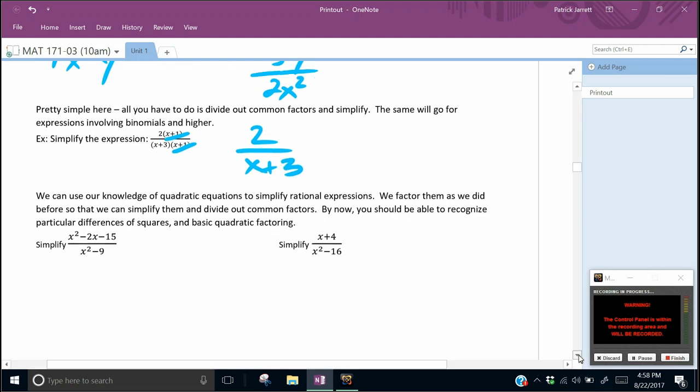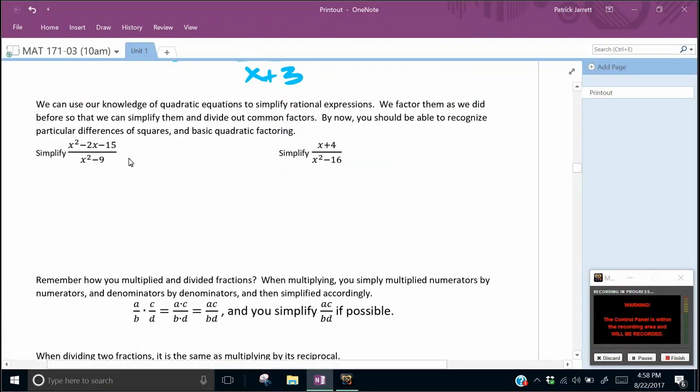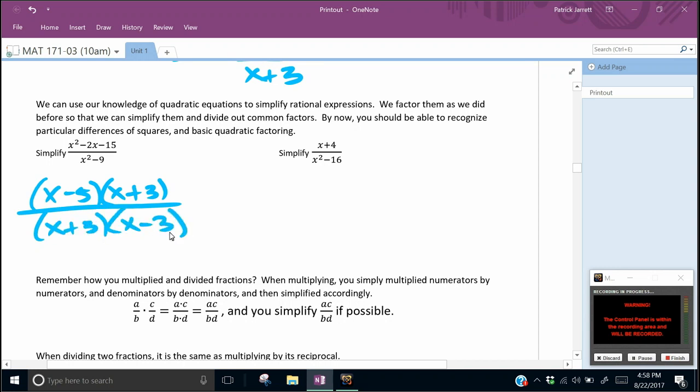Now, what we need to do is simplify some quadratic here. This numerator will become x minus 5 times x plus 3. Now, the denominator will become x plus 3, x minus 3. Hopefully, what you see here is the numerator and denominator have an x plus 3. Now, they can be canceled out. They have to be exactly the same. They cannot have a different sign or anything to that tune.